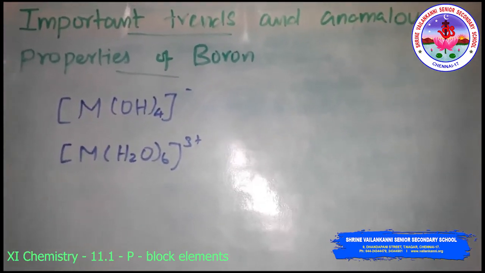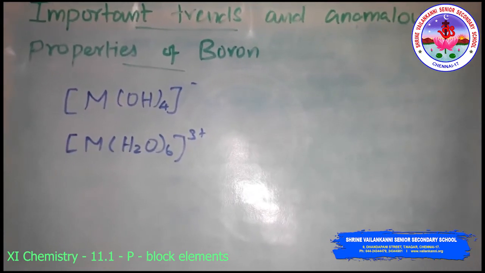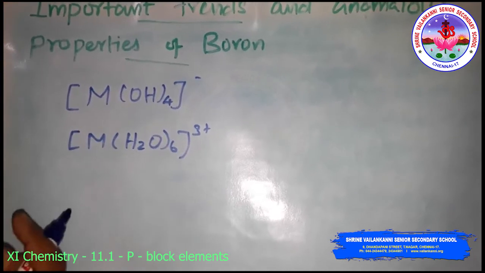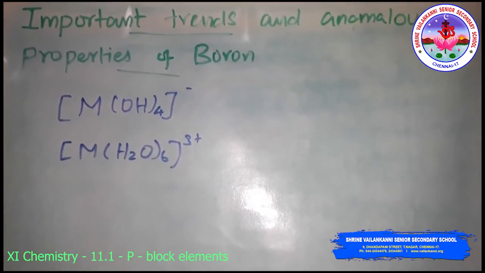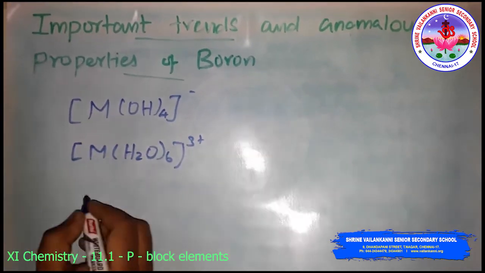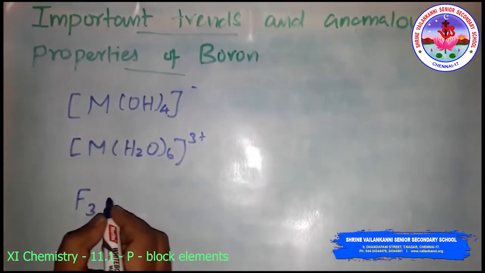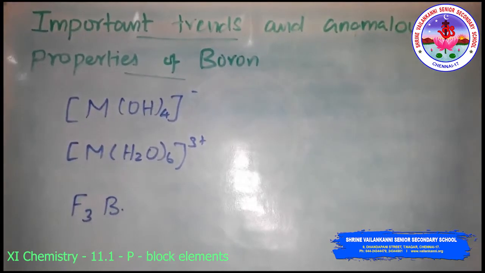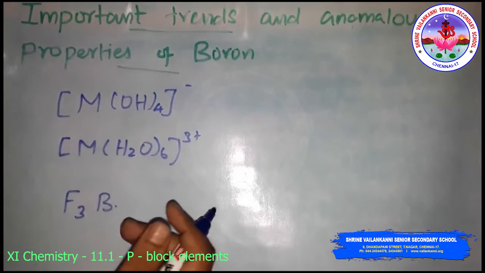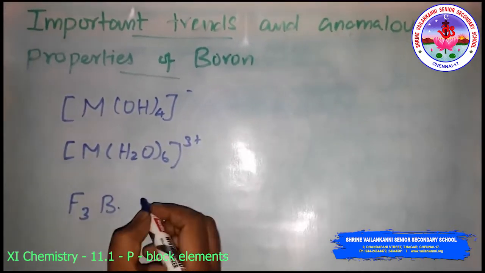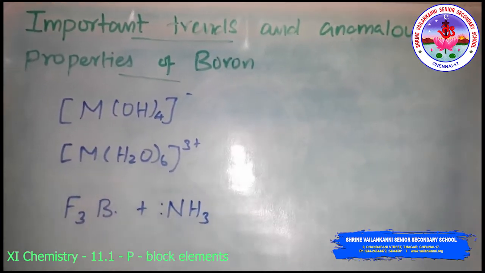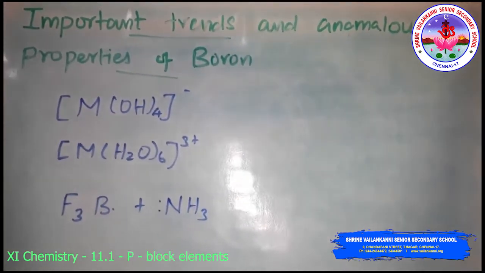So, the monomeric trihalides, being electron deficient, are strong Lewis acids. Boron trifluoride easily reacts with a Lewis base such as ammonia to complete the octet around boron. For example, this is boron trifluoride, and it reacts with ammonia. Ammonia has a lone pair of electrons.